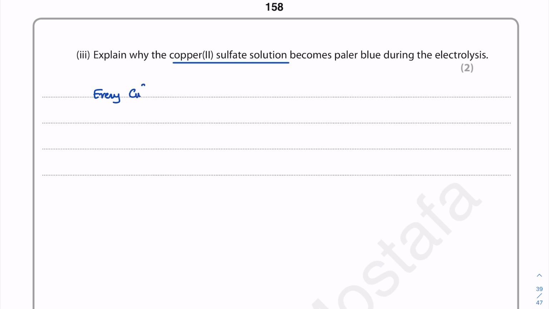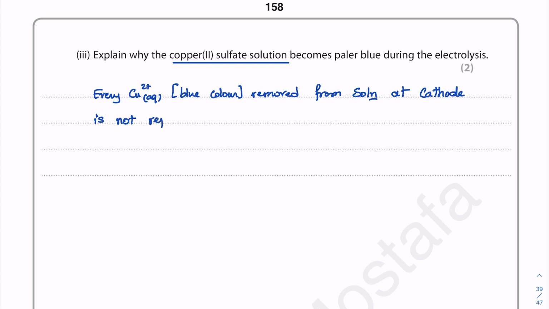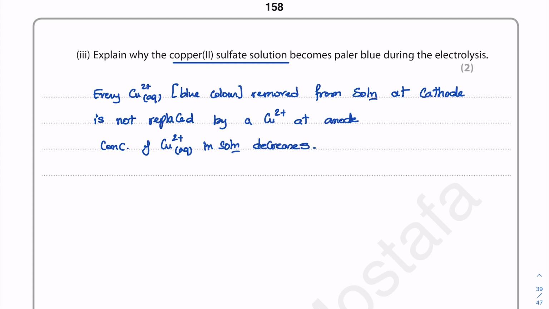يبقى هنا every copper ion which has a blue color removed from solution at cathode is not replaced or not compensated by a copper ion formed at anode. يبقى كده ال concentration of copper ions اللي لونها أزرق in solution decreases لأن copper ions are removed from solution.